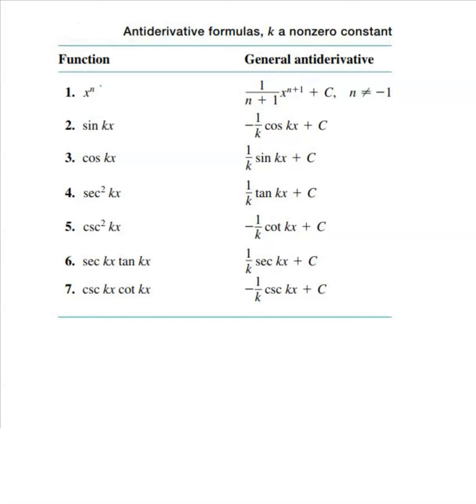So technically, if you had x power n as your function, then the antiderivative to recover the original function would be 1 over n plus 1 x power n plus 1 plus c. There's a plus c in all of these.